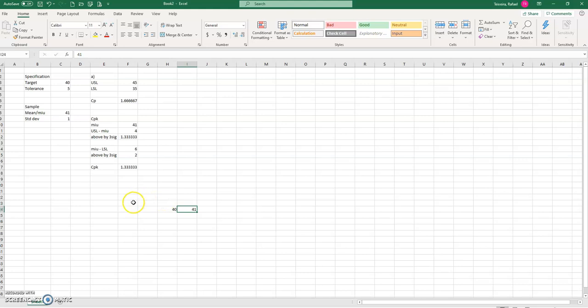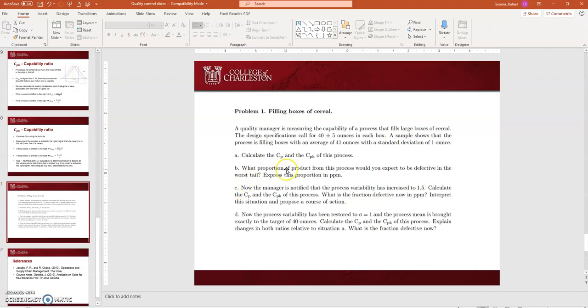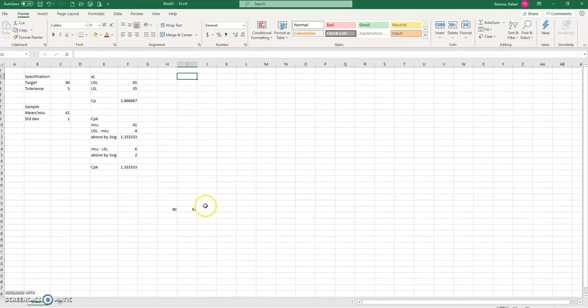So imagine that I have a normal distribution here. The mean of this distribution should be here, but it's shifted to the right. When it's shifted to the right, the worst tail is the one that has been shifted. This is what the problem is saying. The worst tail is the one that was moved from the center to the right. So I have to compute this upper tail here.